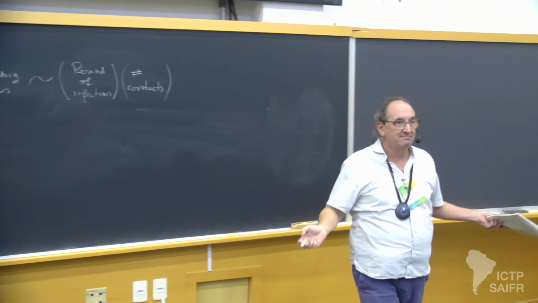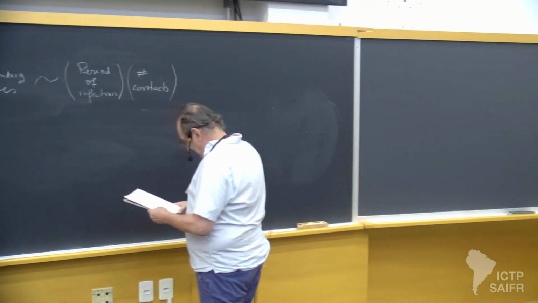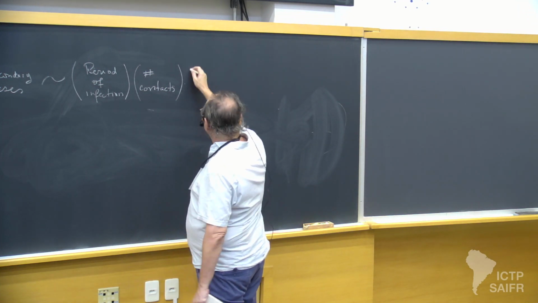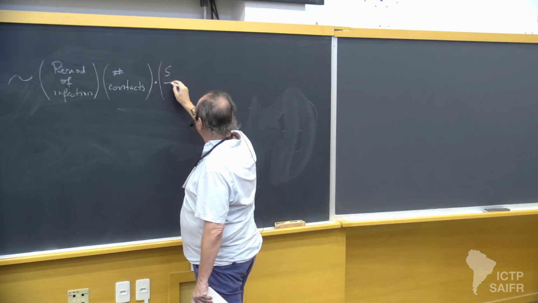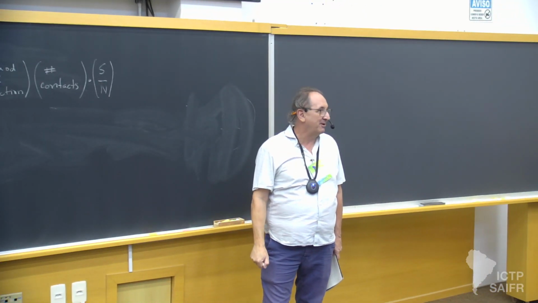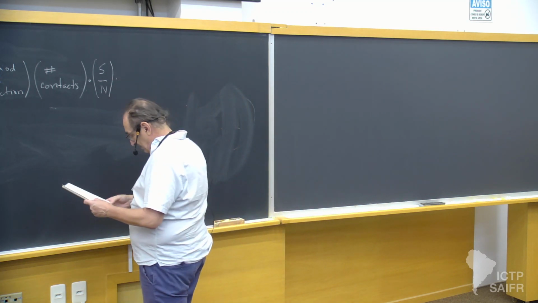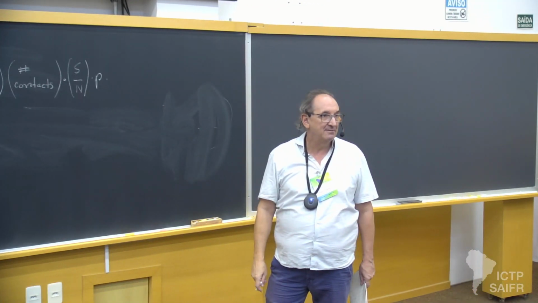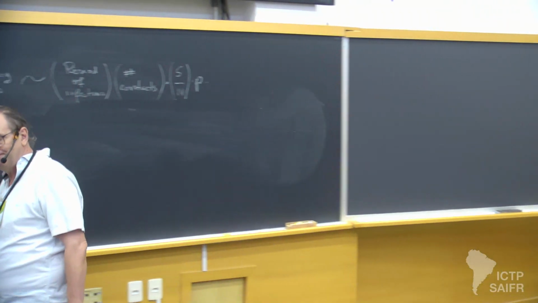So more contacts, higher probability of infection. Then the probability of infection given a contact. Again, it's the probability that the contacted person is susceptible, and I'm saying that it's just a fraction of susceptibles in the population, times some probability of infection, P. Right? Given a contact between a susceptible and infected, what's the probability of infection?